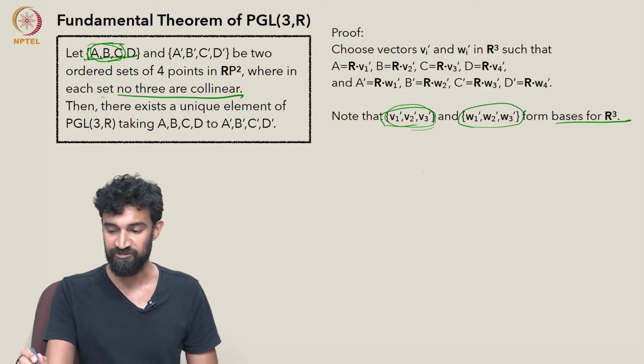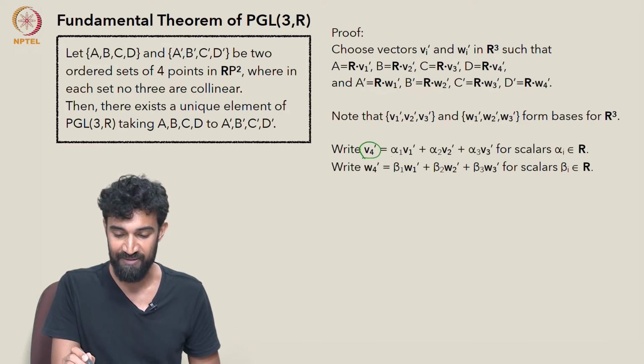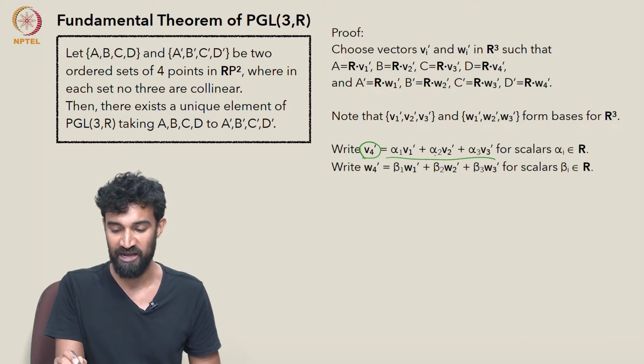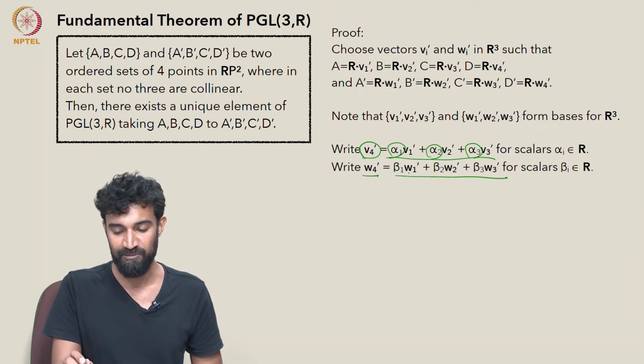So each of these is a full-fledged basis for R3, which means we can write v4 prime as a linear combination of v1 prime, v2 prime, and v3 prime, for scalars alpha 1, alpha 2, and alpha 3. And we can write w4 prime as a linear combination of w1 prime, w2 prime, w3 prime, for scalars beta 1, beta 2, and beta 3.